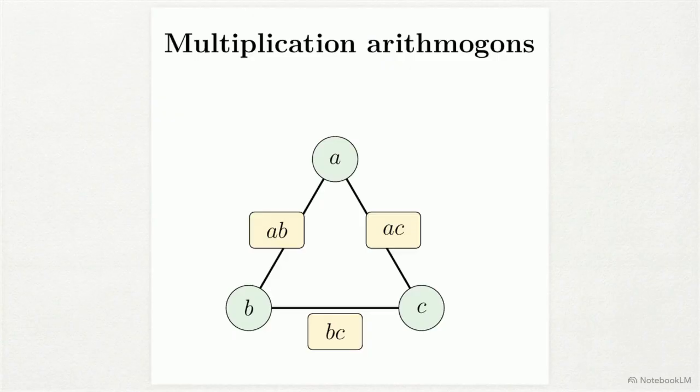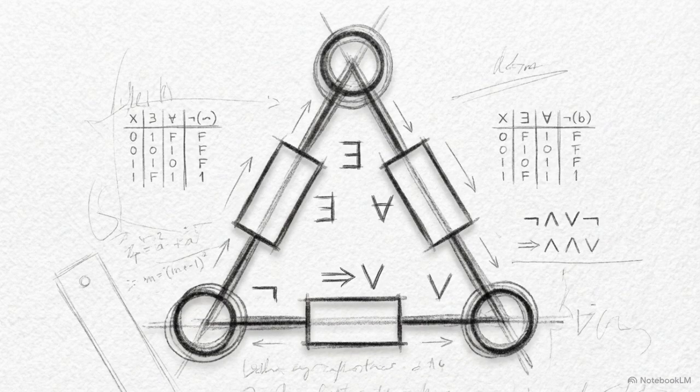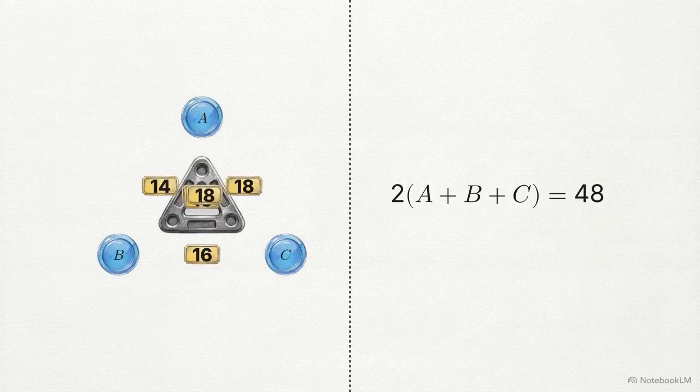This version works for multiplication. The edges now represent the product of the two corners, like A times B. Visual models build an intuition for how variables interact, turning abstract mechanics into something observable. When we compare the spatial solution with the formal algebraic proof, the overlap is perfect.